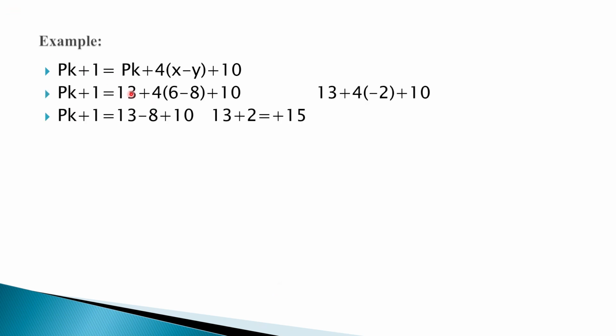So put the value of 13 plus 4 into x, we get 6 minus 8 plus 10. What we get? The result is 13 minus 8 plus 10. So 13 minus 8 plus 10, we get a final value of positive 15. So increment the x value by plus 1 and decrement the y value by 1. So x is 6 plus 1 is 7, and y is 7 minus 1 is 6.